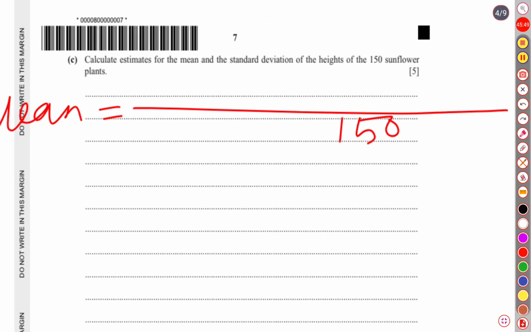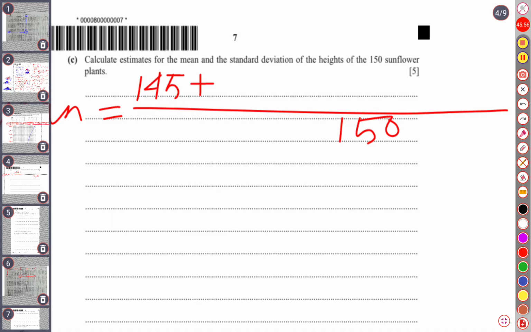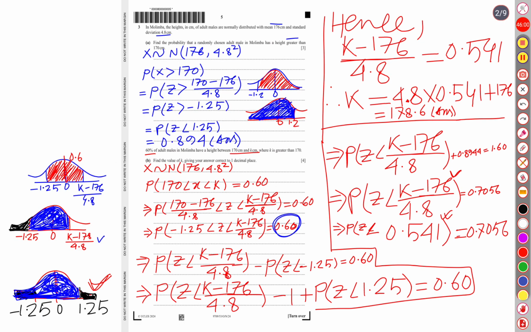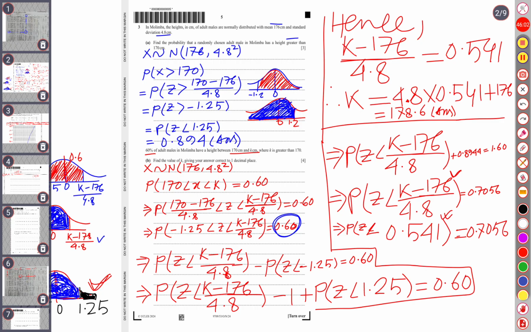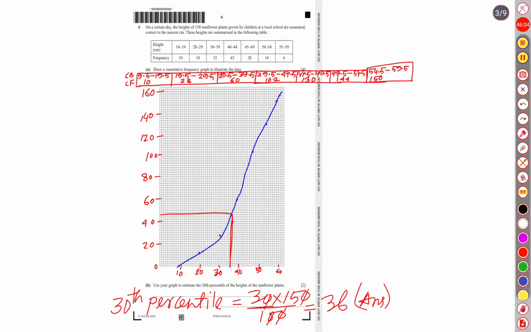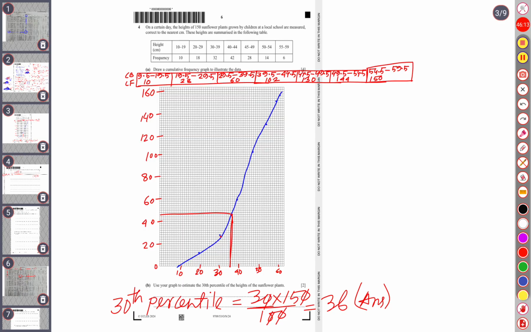145 plus, let's move on to the second one. The second class mid value is 22 plus 29 over 2, that is 24.5. So 24.5 times 18.